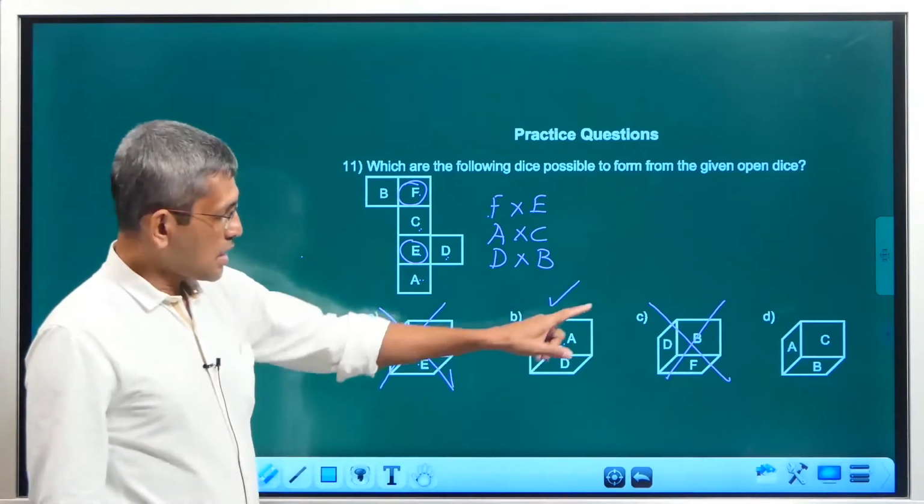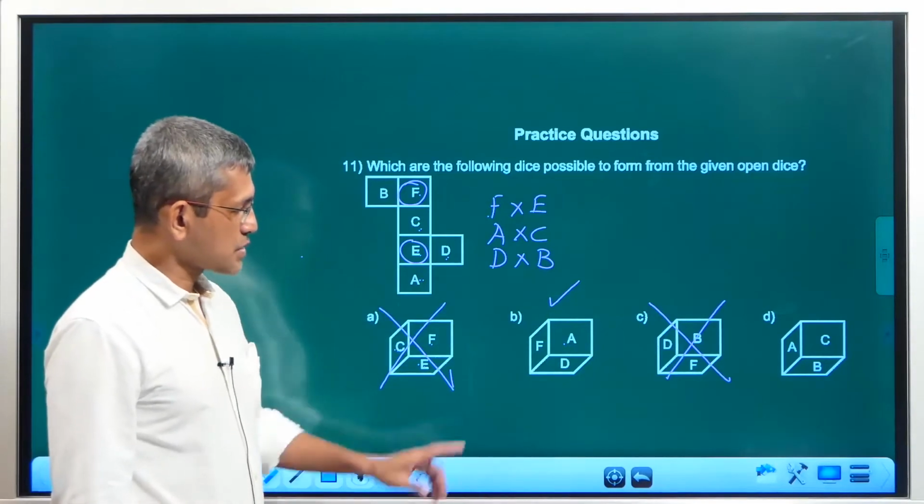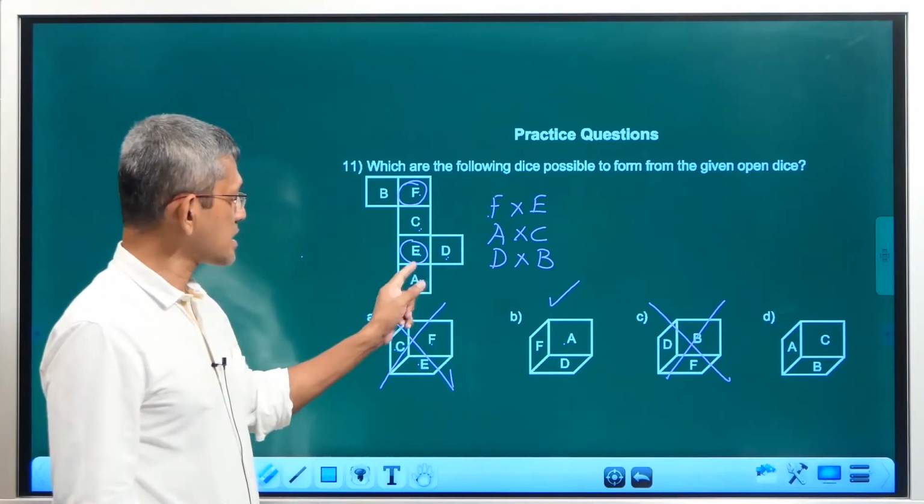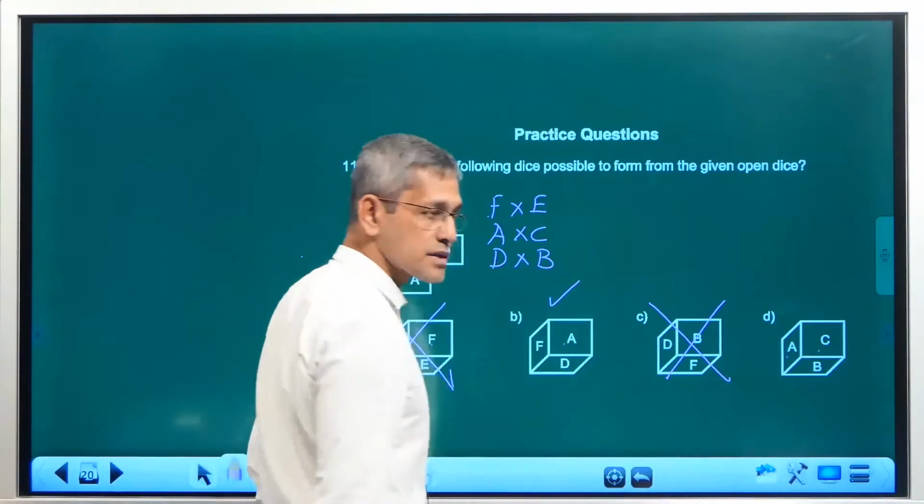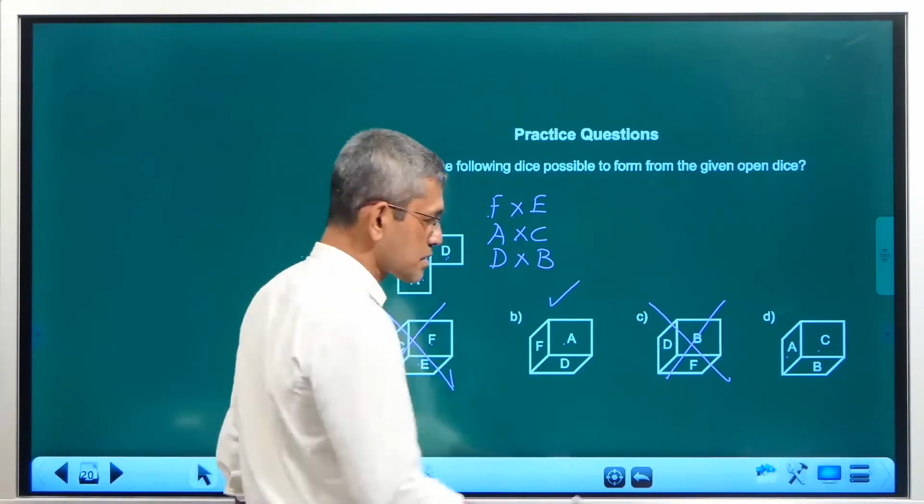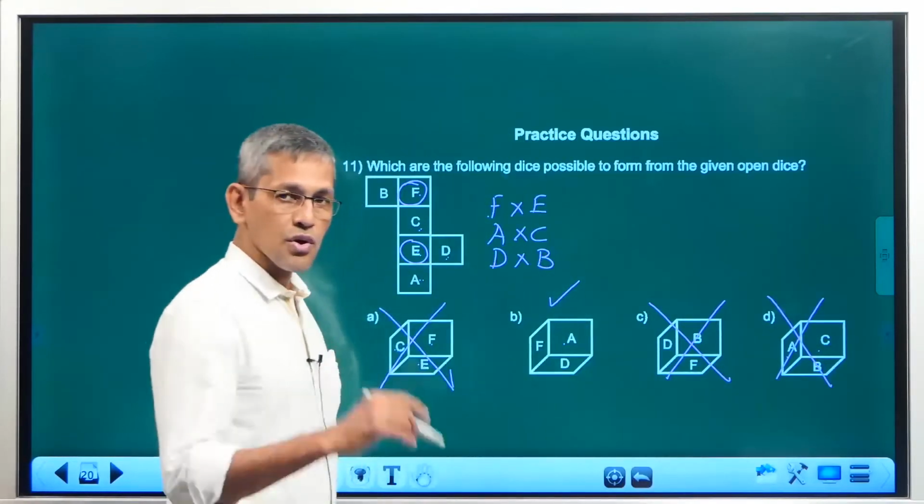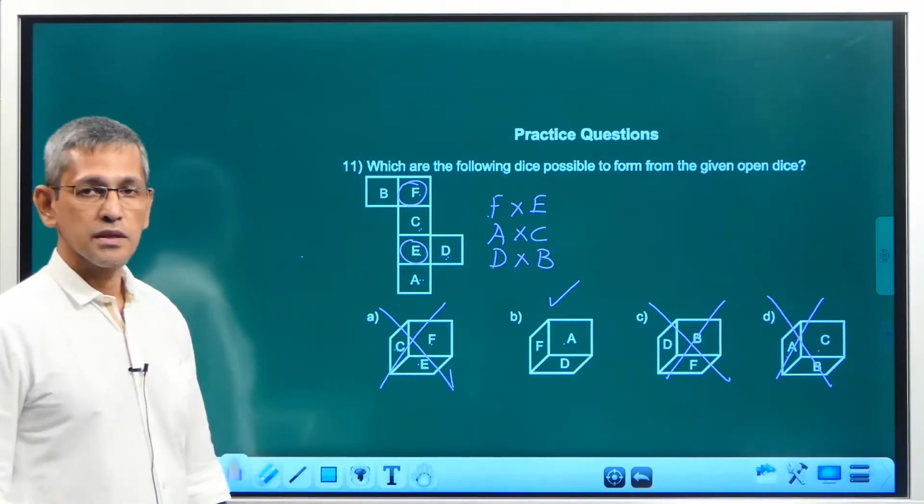Next one is D. So we have A and C. Well, A and C must always be opposite. In this case, A and C are given as adjacent, so it's not possible. So the only possible answer we have is answer choice B.